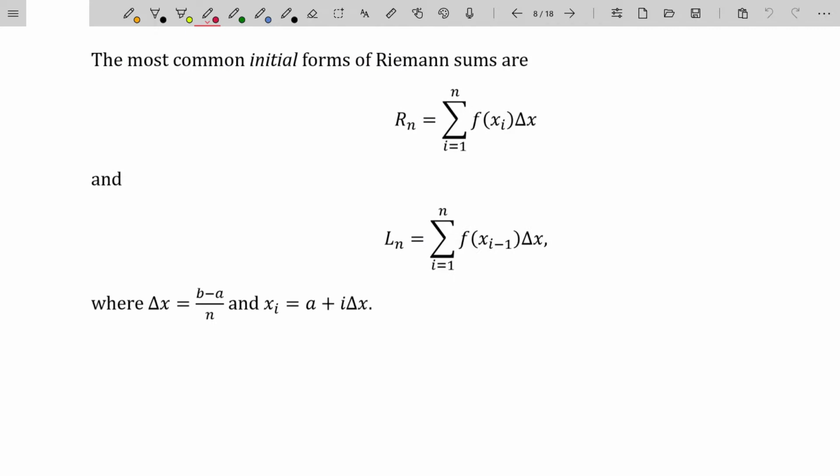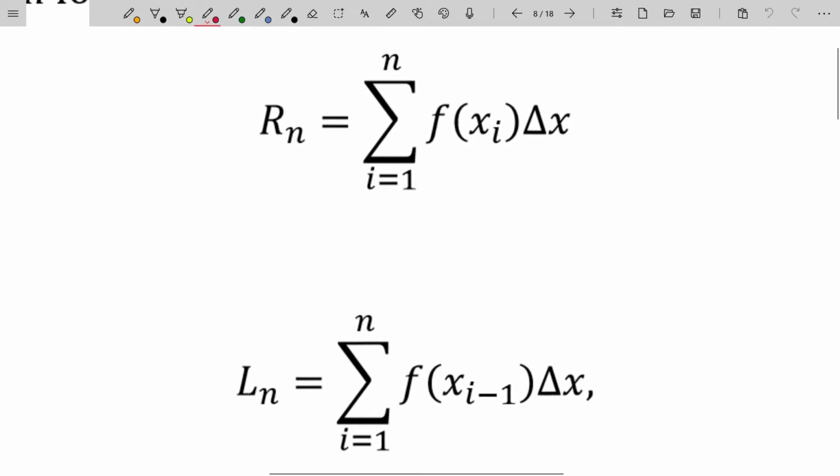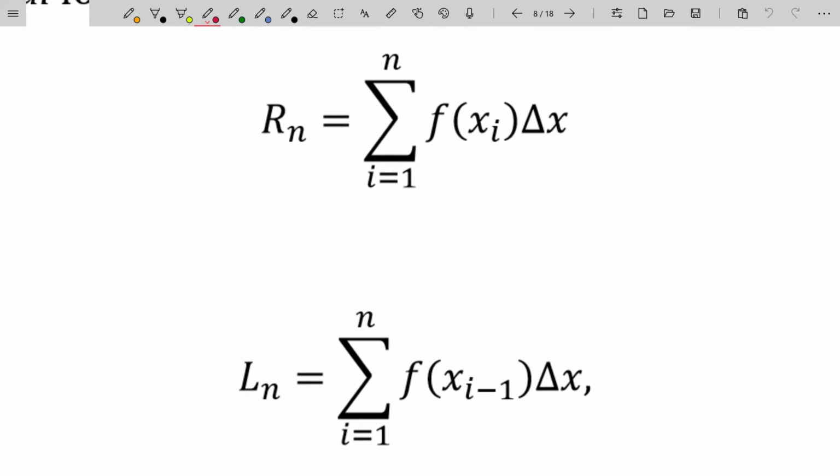But the most common initial forms of Riemann sums are the following, the two that I've written down on the previous page. R sub n is equal to the summation from 1 to n of f of x sub i times delta x. Remember, you should always think of these as heights times widths, because that's all they are. You're adding up just a bunch of heights and widths.